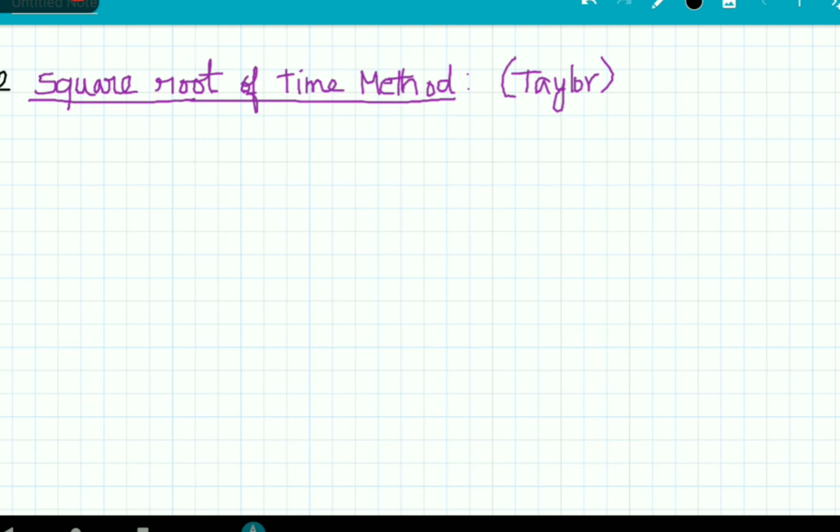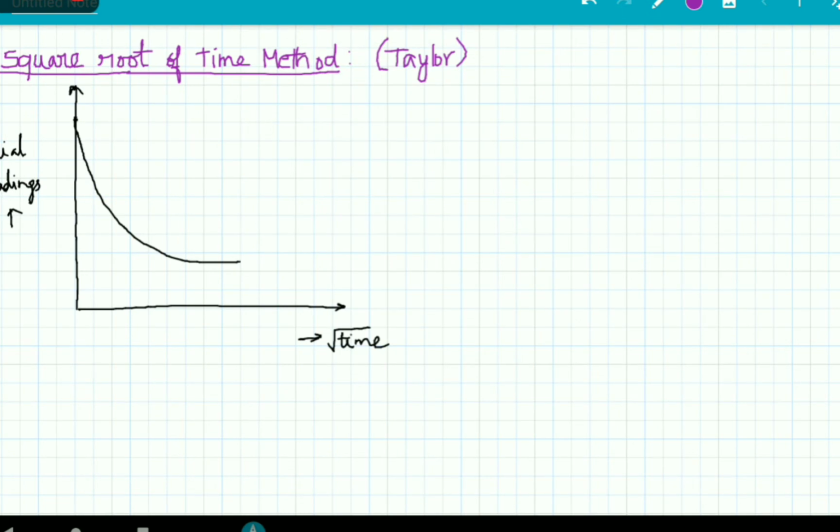Coming to second method, square root of time method. This method is proposed by Taylor. In this method we consider square root of time readings and dial gauge readings as shown. Now draw a tangent PQ to the early portion of the plot. Now draw another line PR such that OR is equal to 1.15 times OQ.